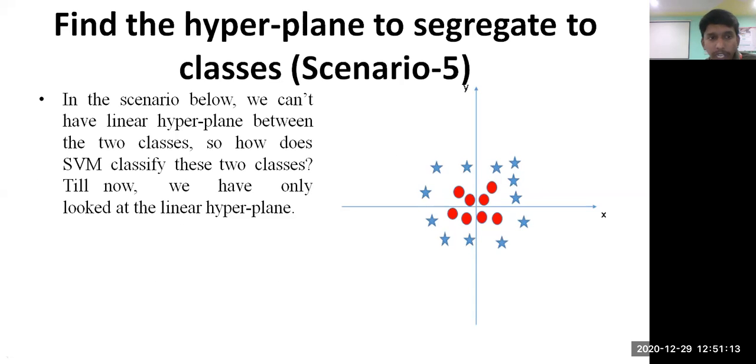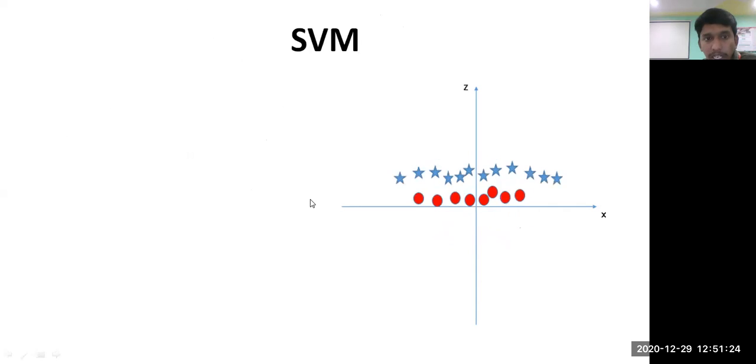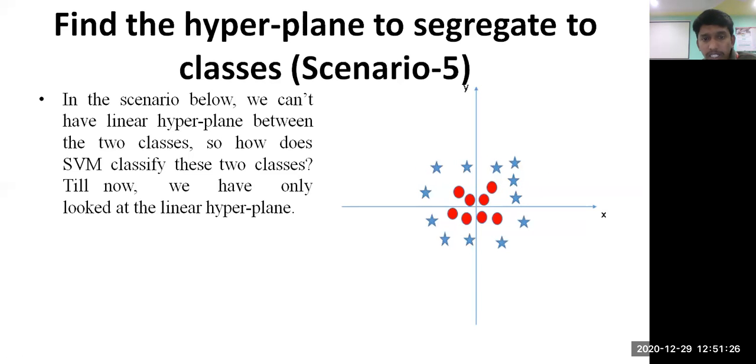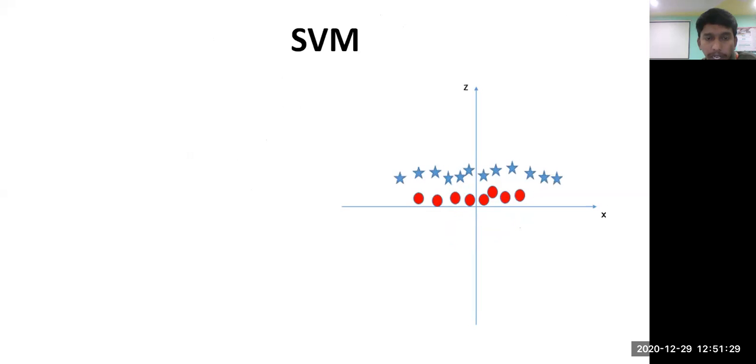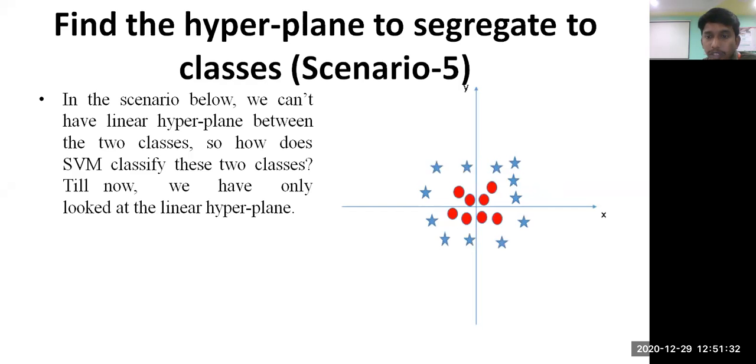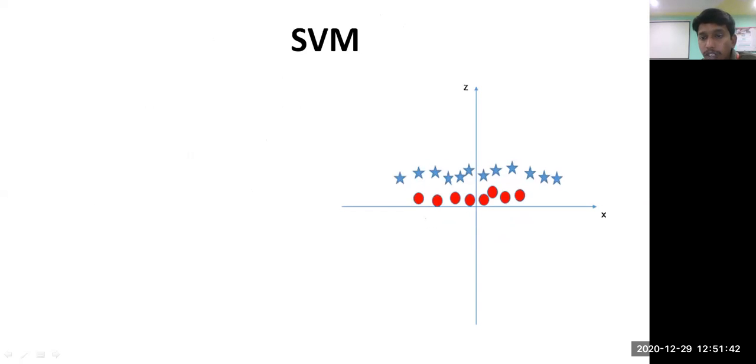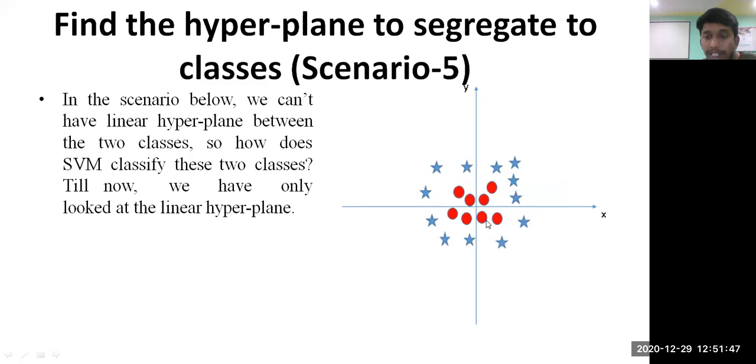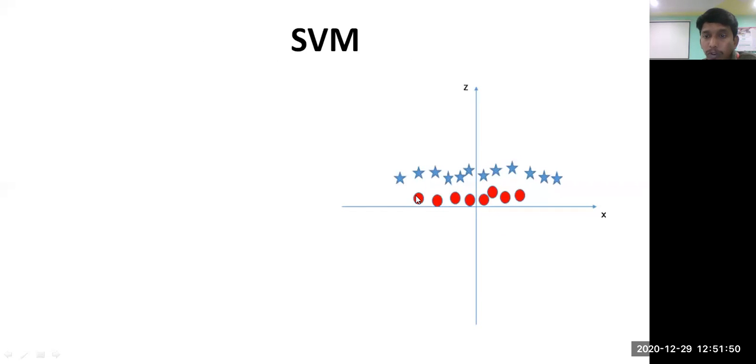So in this scenario, we cannot have a linear hyperplane between the two classes. So how does SVM classify these two classes? Till now, we have only looked at the linear hyperplane. Now let's talk about the next concept, that is non-linear hyperplane. So now this data, the same graph, whatever you are seeing here, the stars and circles, can be converted into this form. This can be done using SVM. Whenever you have such a problem, I can go for this type of classification.